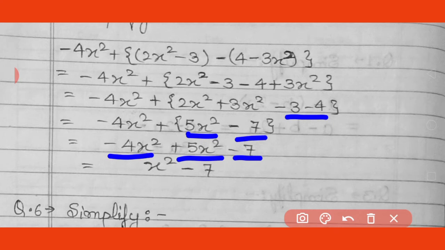Minus 4x square and 5x square are like terms, so they will subtract, because one was positive and one was negative, so they will do the work of subtraction. 5x square subtract 4x square, so we are getting the answer x square, and it remained minus 7.